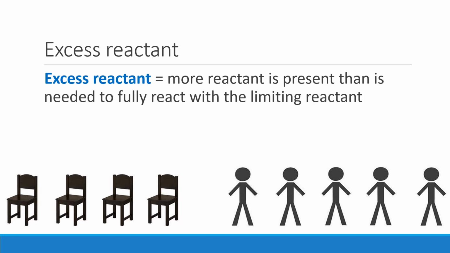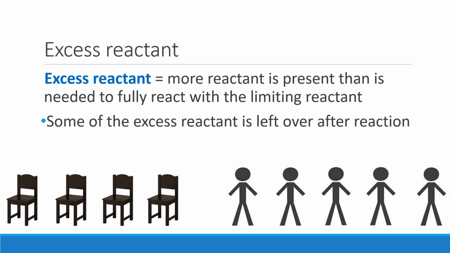So the excess reactant, right, whatever the excess reactant is, you have more reactant present than is needed to fully react with the limiting reactant. So some of that's going to be left over. So if you look at the little chairs and people down there, right, in this case, the limiting reactant is the chairs. Once 4 people sit down, we will run out of chairs, and so we will have excess people. There's 1 person left over. Same kind of idea.